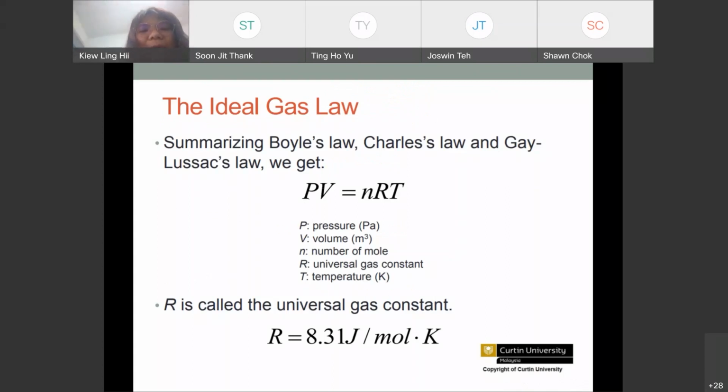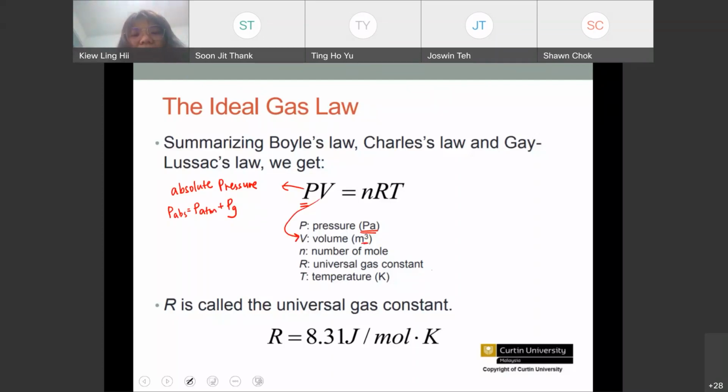Recall, P stands for pressure, and this pressure stems from your Bernoulli equation. It must be absolute pressure. So what is absolute pressure? Absolute pressure is inclusive of your atmospheric pressure plus the gas pressure, and pressure is in the unit of Pascal. V stands for volume, in the unit of meter cube, equals nRT.